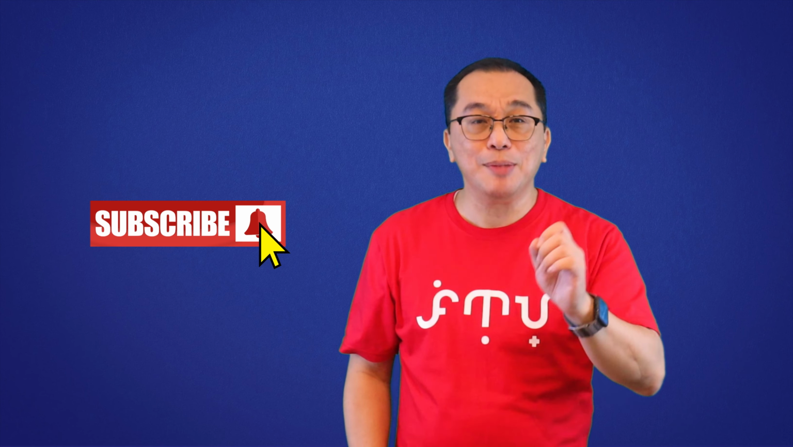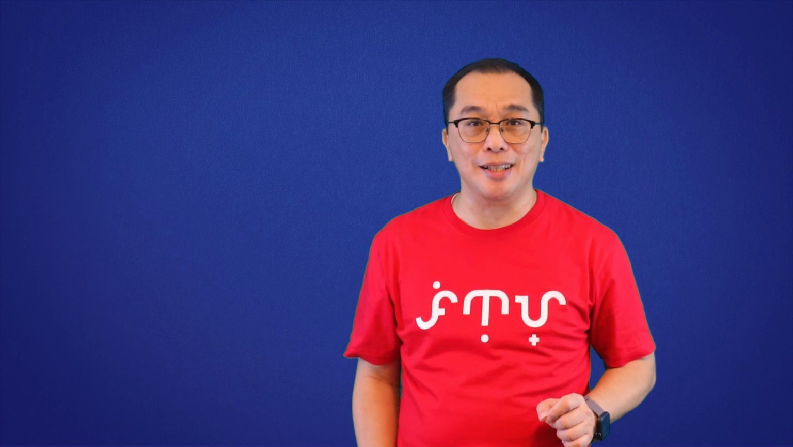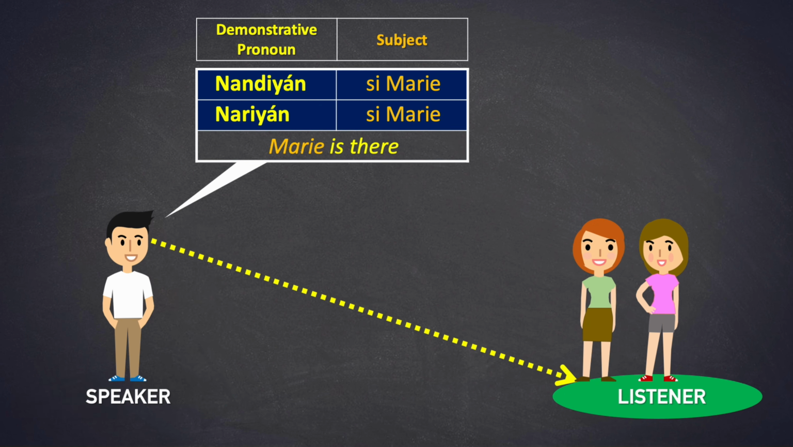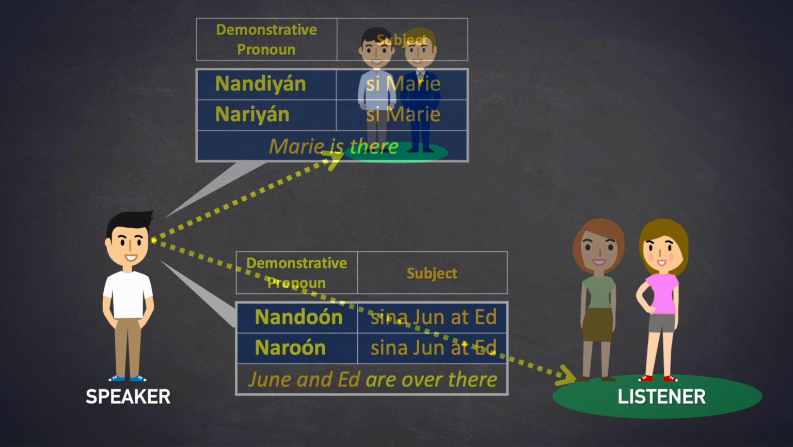So now, let's move on to our simple sample sentences. Nandito si Peter. Narito si Peter. Peter is here. Nandiyan si Marie. Nariyan si Marie. Marie is there.